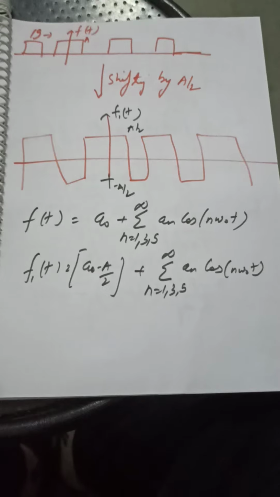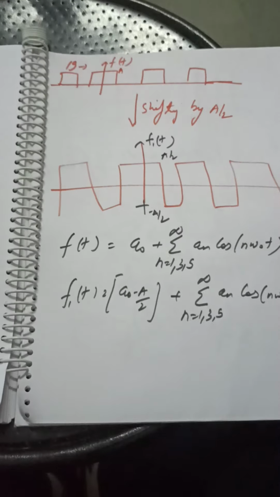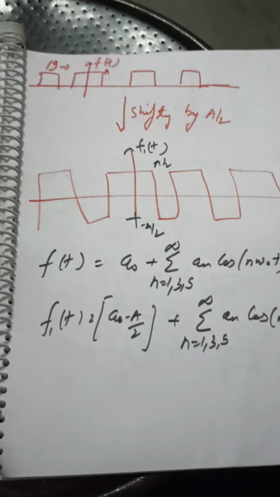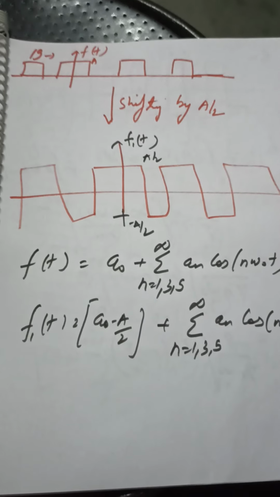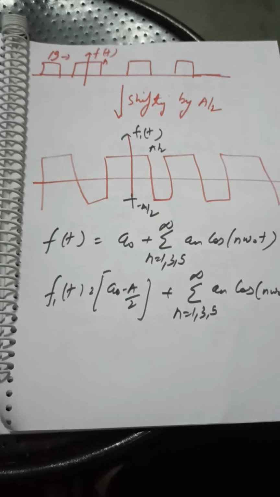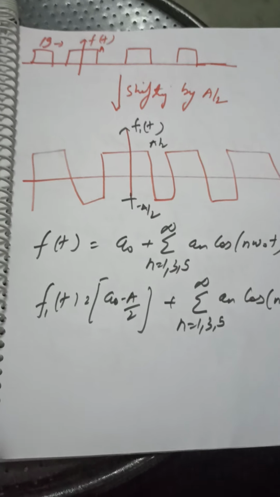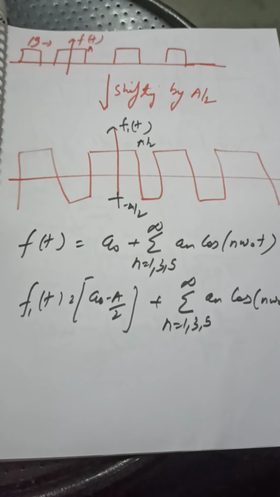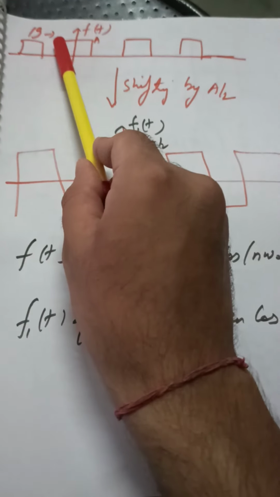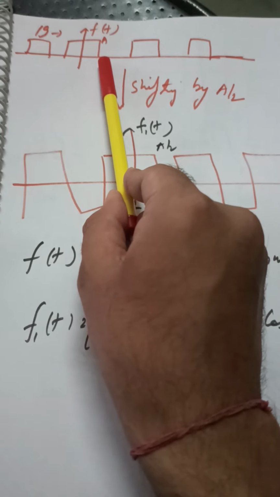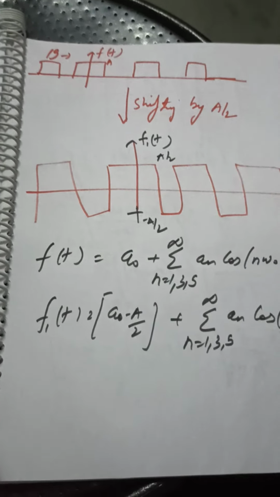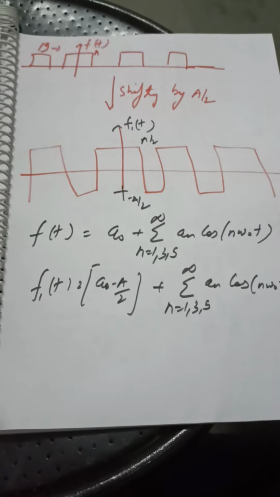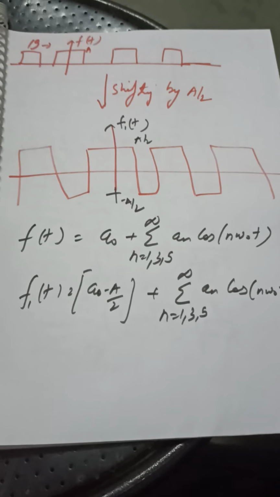So let's start the discussion by first of all observing the signal, that is f of t. Have a look at this. This is your signal f of t, okay? First of all, what we can conclude from f of t is that it does not have half wave symmetry, because we can visualize that one half cycle is positive, another half cycle is 0. Again, one half cycle is positive, another half cycle is 0. So it is not having any kind of half wave symmetry.